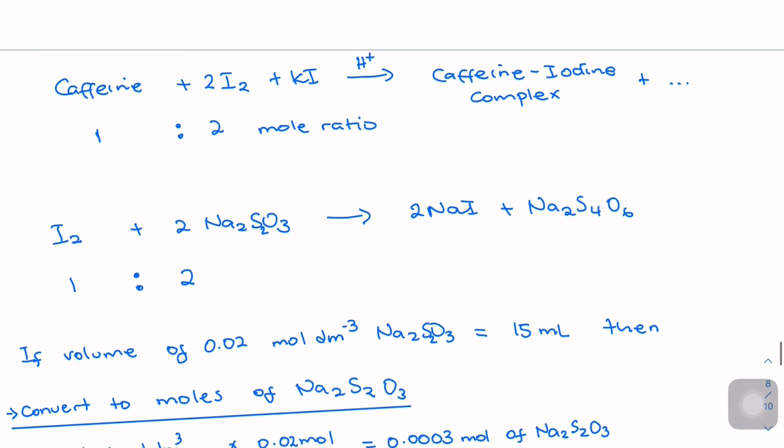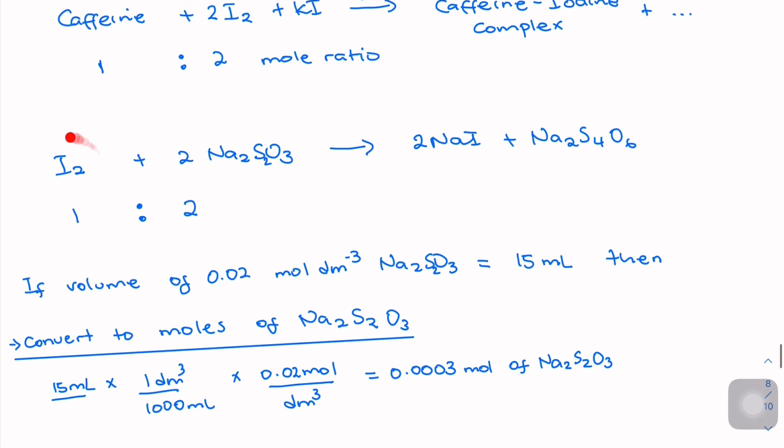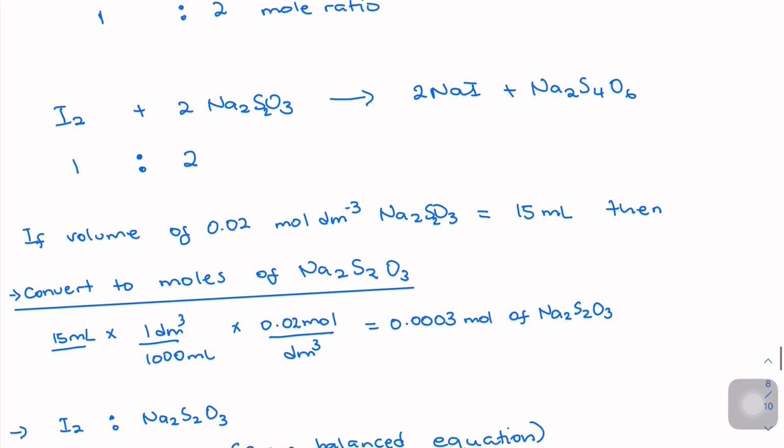Now we know caffeine reacts with iodine in a 1:2 ratio. Okay, 1:2 mole ratio. If you want to see this equation, you can check the Google Classroom. I have posted a picture under this lab assignment. So it's 1:2 caffeine to iodine, and then iodine to sodium thiosulfate is also 1:2. How are we gonna use this?